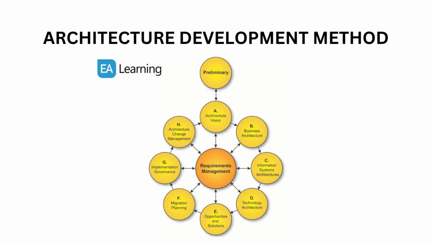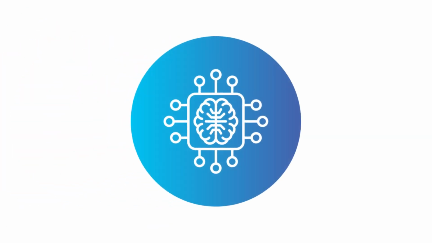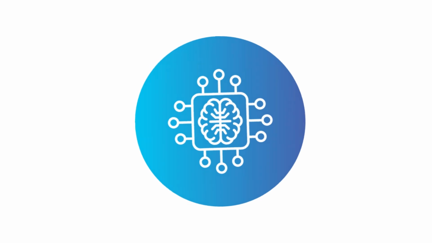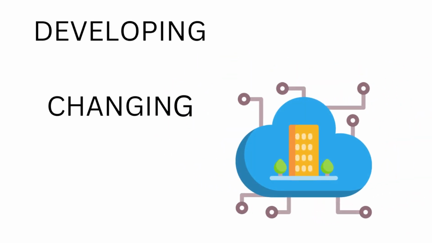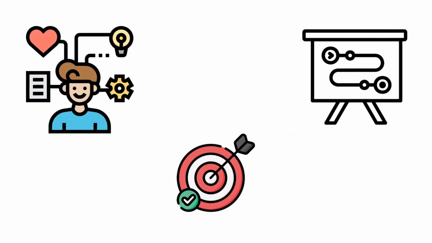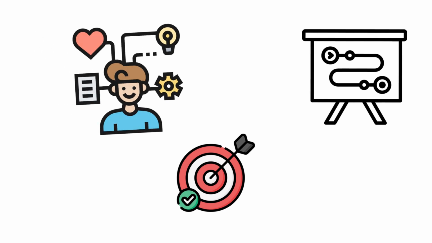The architecture development method, sometimes referred to as the heart or core of TOGAF, can be simplistically defined as a systematic and detailed step-by-step process for developing and changing an enterprise architecture by successful provision of IT infrastructure that perfectly meets business needs, strategies, and overall goals. The ADM consists of several phases.